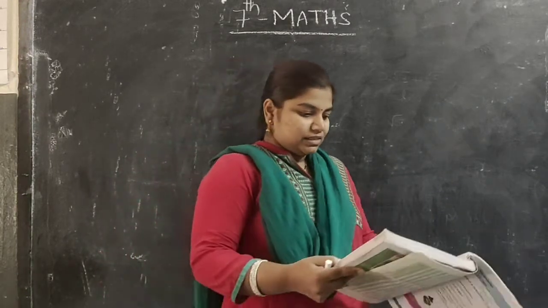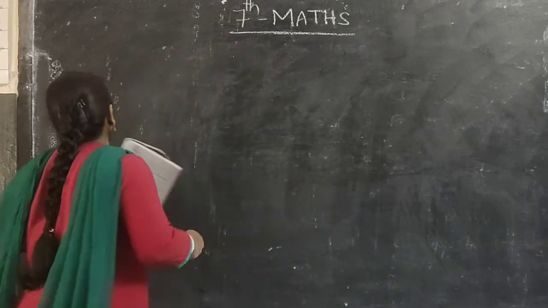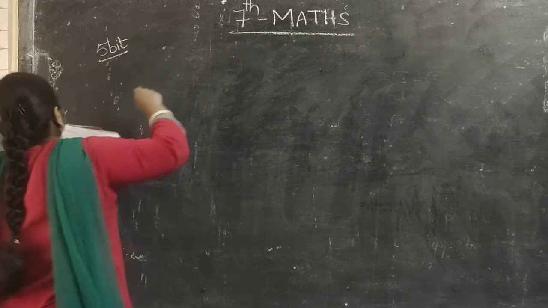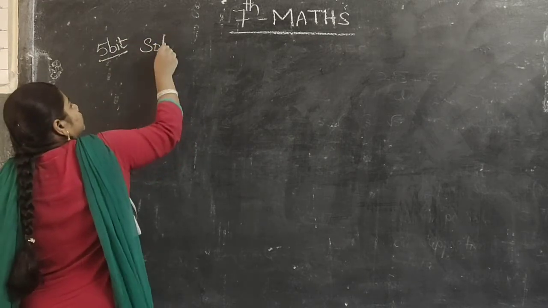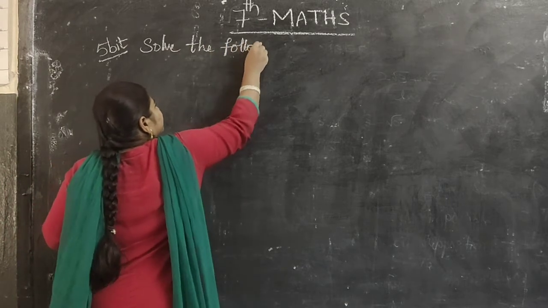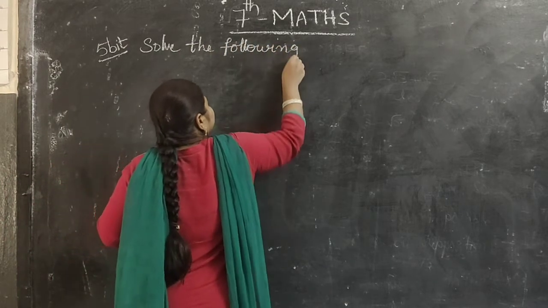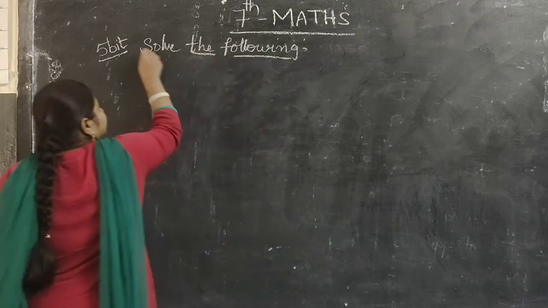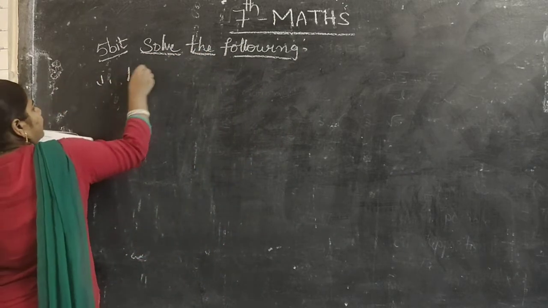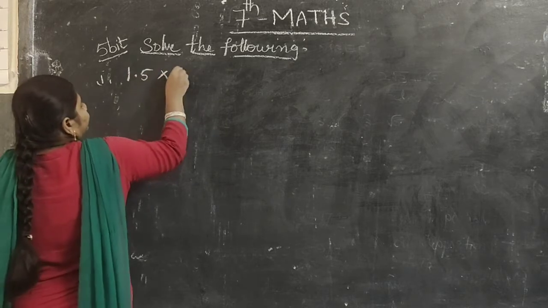Exercise 6, fifth bit. The following. So what is the first one? The first one is 1.5 into 0.3.